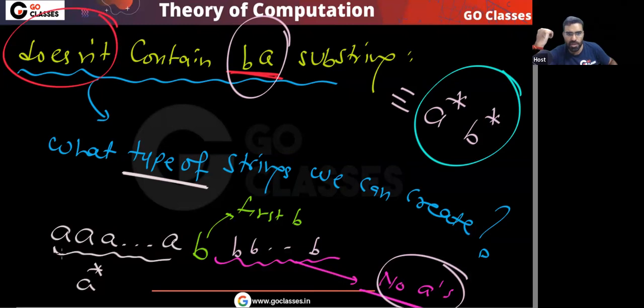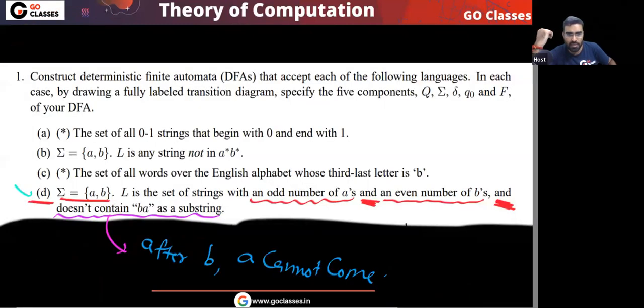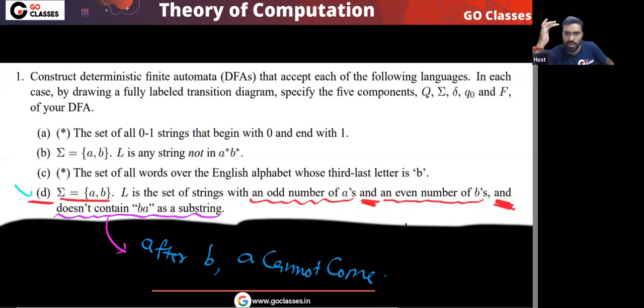Okay. So now you tell me what is this language? Option D. In option D, what language do you have? If you notice option D, this point is clear: we want odd number of A's. We want even number of B's. We also want not containing BA.